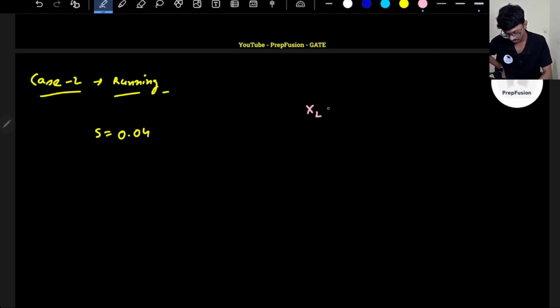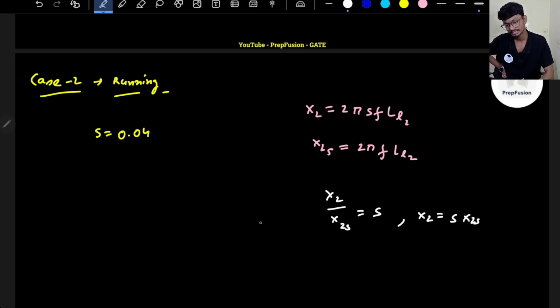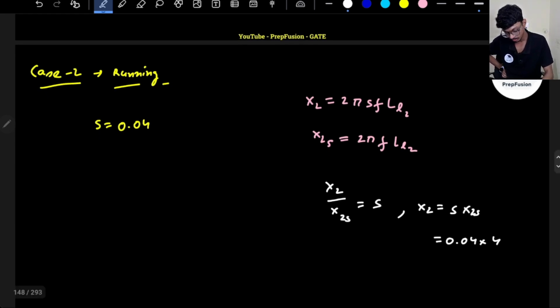I know this, right? What is actually the rotor reactance? It is 2 pi into S F into L2, right? In standstill, S becomes 1, so it becomes 2 pi F L2. So if I find the ratio of x2 upon x2s, it will simply be S. So my rotor reactance in the second case is S times x2s, because S was 1 previously, that's why it did not change. S this time is 0.04, and x2s is 4, so this will come out to be 0.16 ohms.